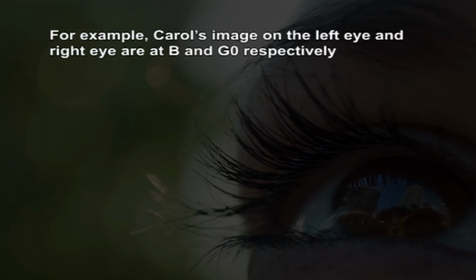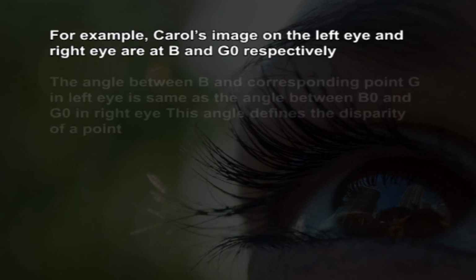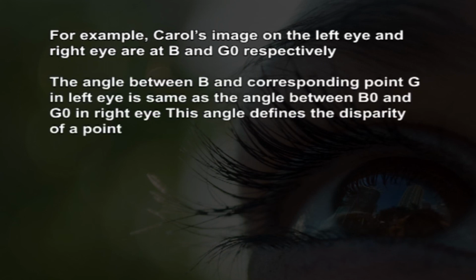For example, Carol's image on the left eye and right eye are at B and G' respectively. The angle between B and the corresponding point G in the left eye is the same as the angle between B' and G' in the right eye. This angle defines the disparity of a point.